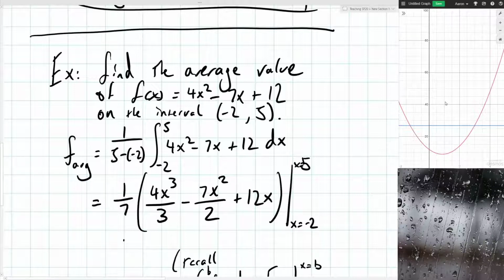That blue line represents the average value. So sometimes it's a little bit lower than the red line, sometimes it's a little bit higher than the red line, but on average, the areas beneath those two curves are the same, is what I should say. The area beneath the blue rectangle and the area beneath the red parabola will give you the same exact area.